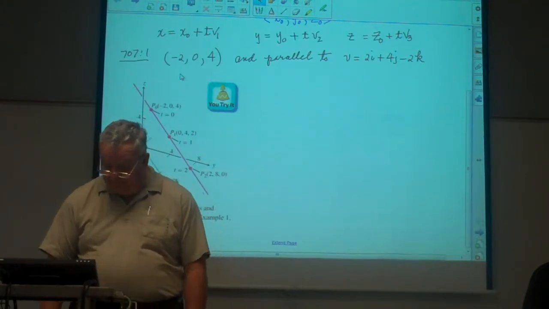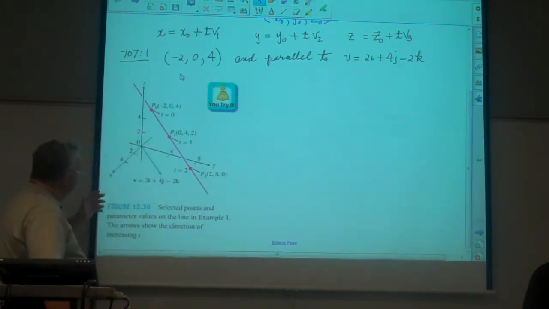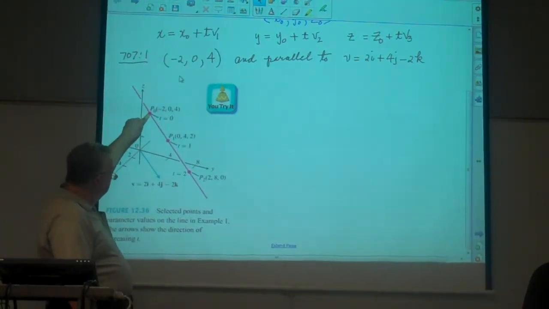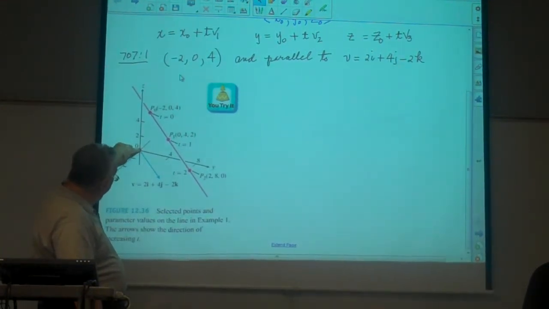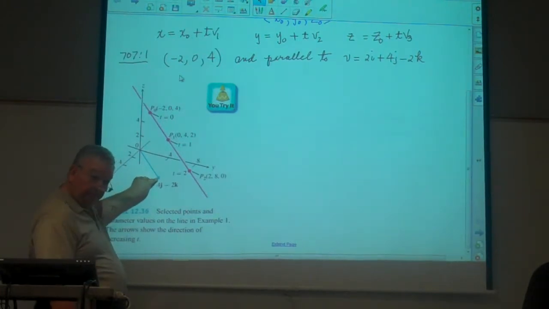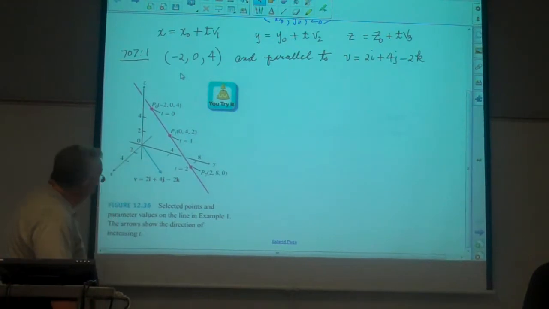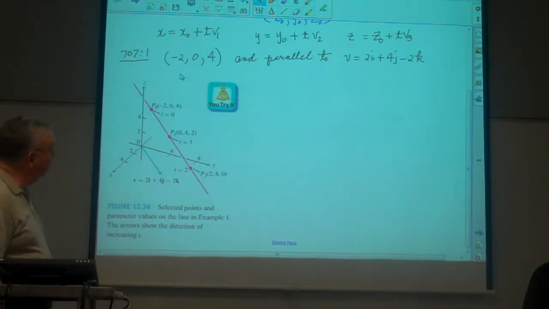There it is. Here's what I want. I want to find the line through this point that is on a vector parallel to this vector. And that does indeed look parallel to it, huh? Okay? So, it's really easy enough, isn't it?